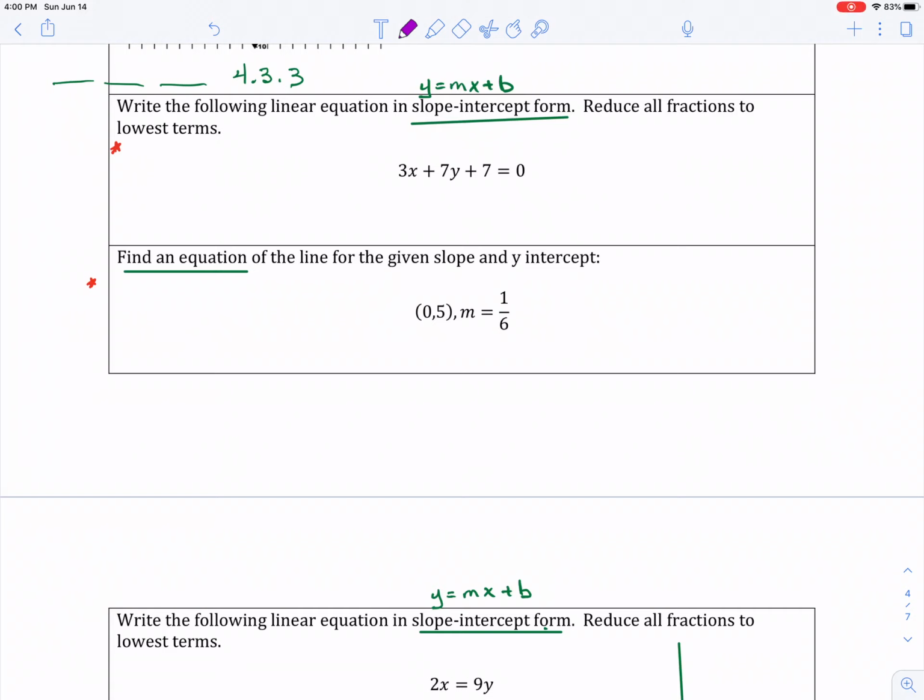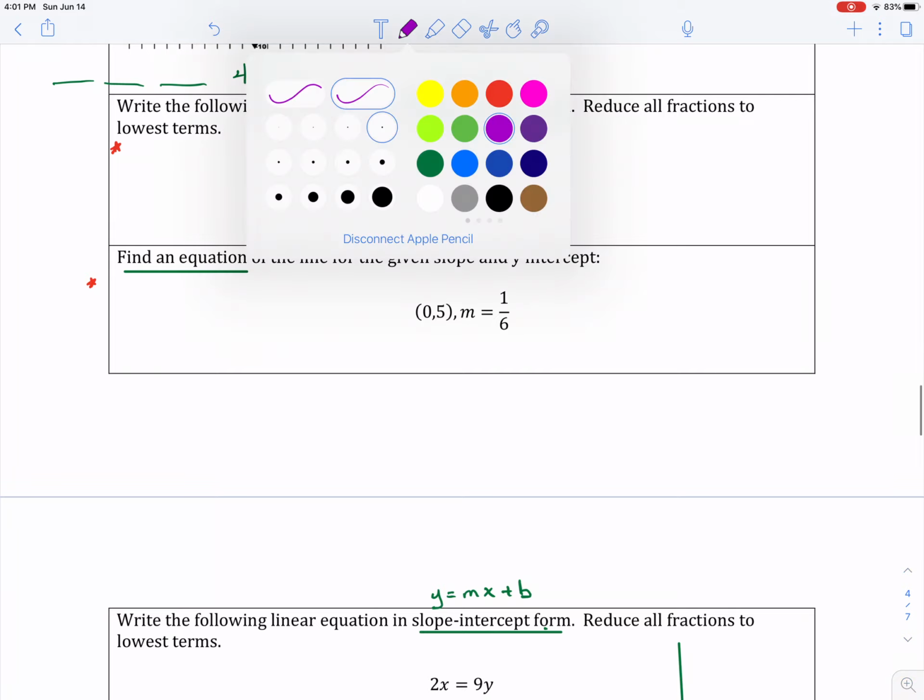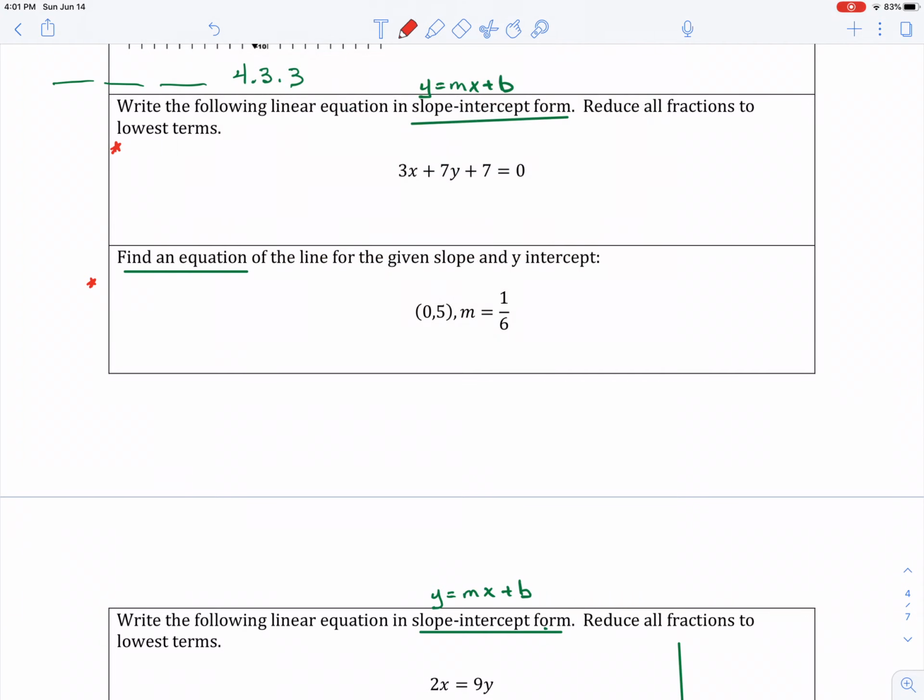I'm still working in Chapter 4 on graphing linear equations. This is Section 3, and this is the third video from Section 3. So this last little bit's just kind of a hodgepodge of some miscellaneous things to pull together here at the end of the section. The first one, we're trying to write the following equation in slope-intercept form, reduce all fractions to lowest terms. You saw me do that previously, so if you watch the previous video, I'm going to be relatively quick with this.